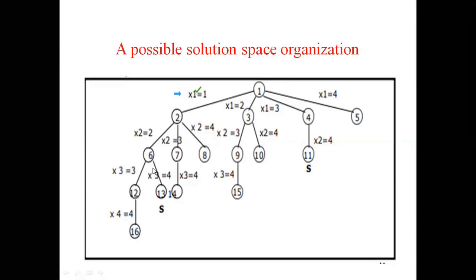So the leftmost subtree defines all subsets containing W1. That means weights. The next subtree defines all subsets containing W2 but not W1, and so on. That means we have the different weight subsets.